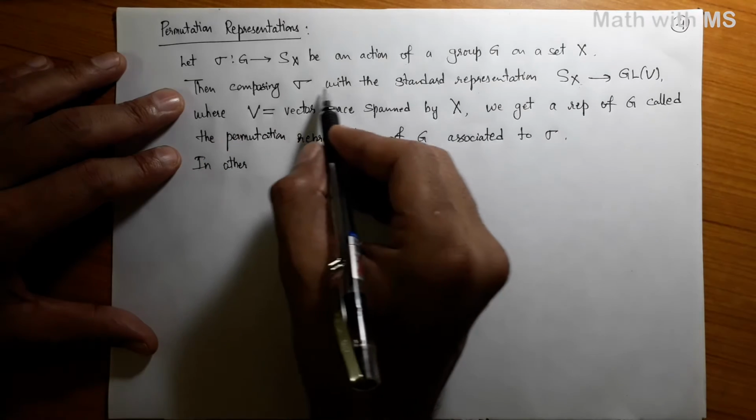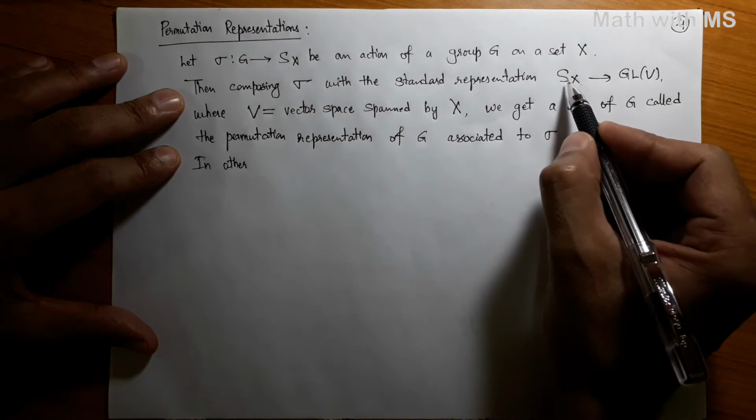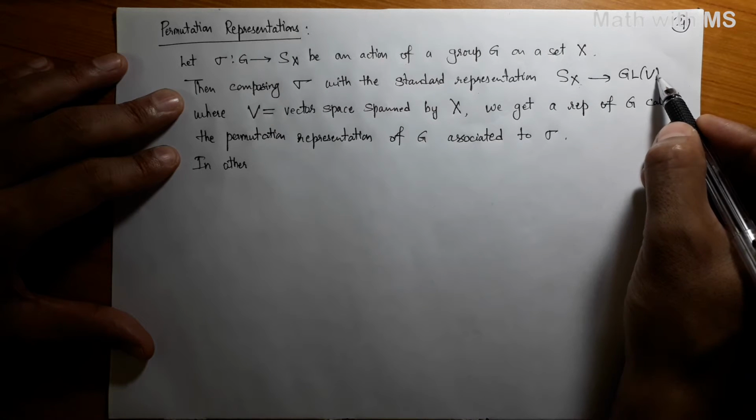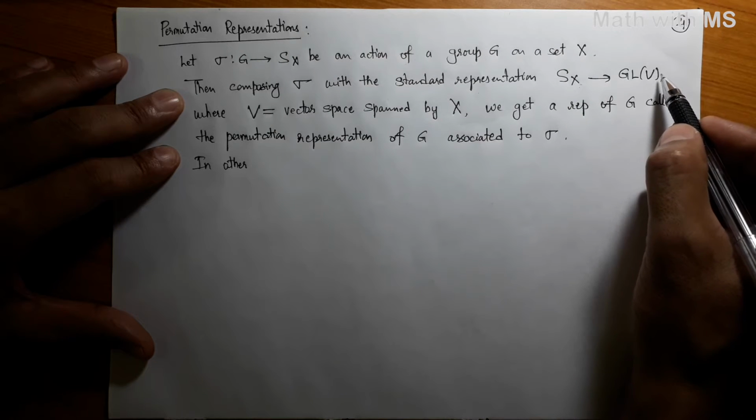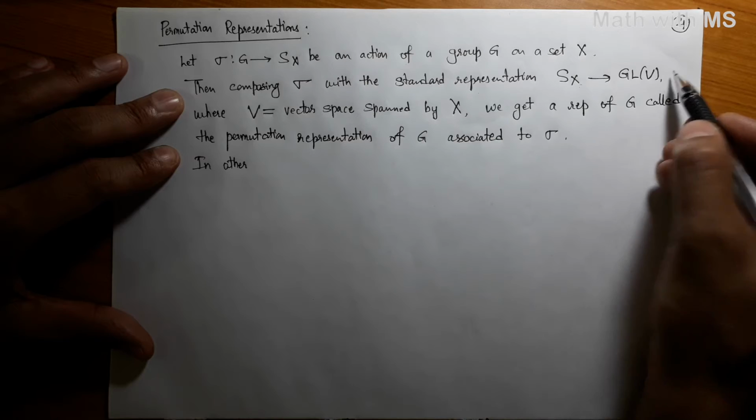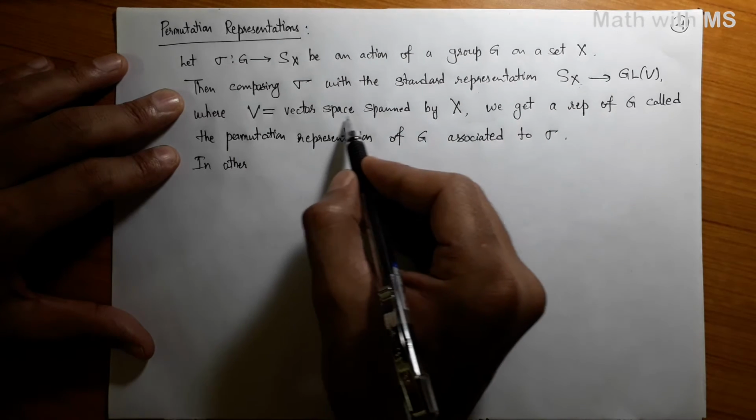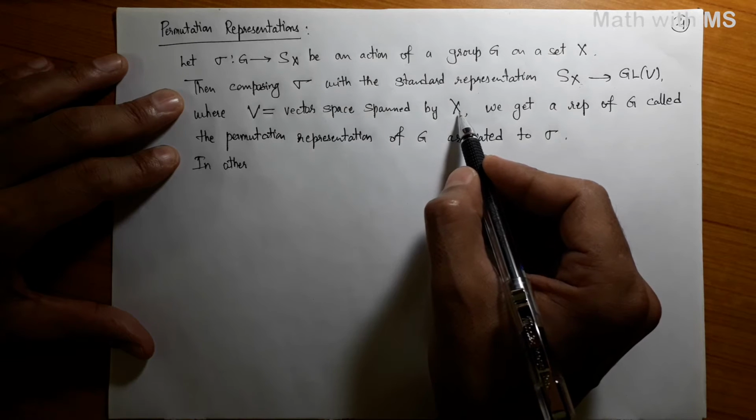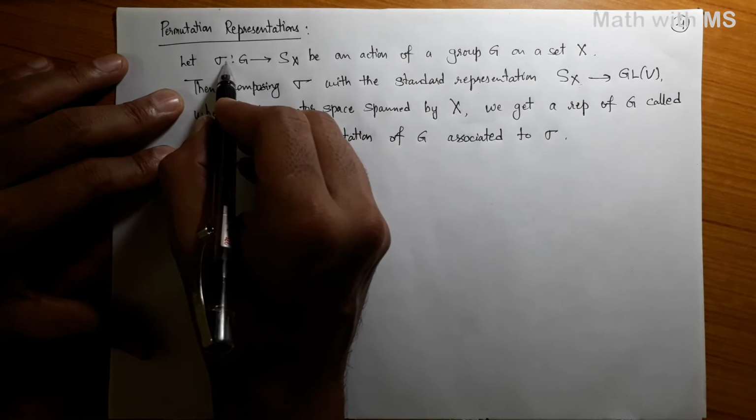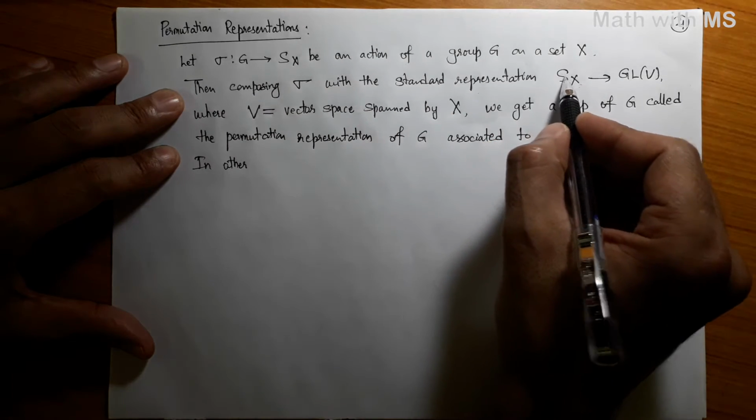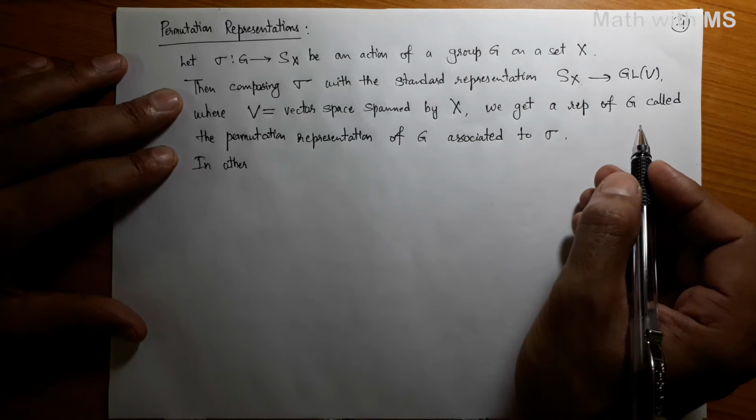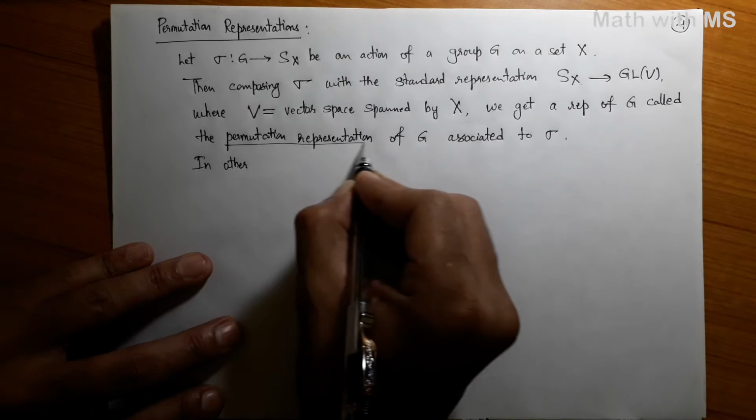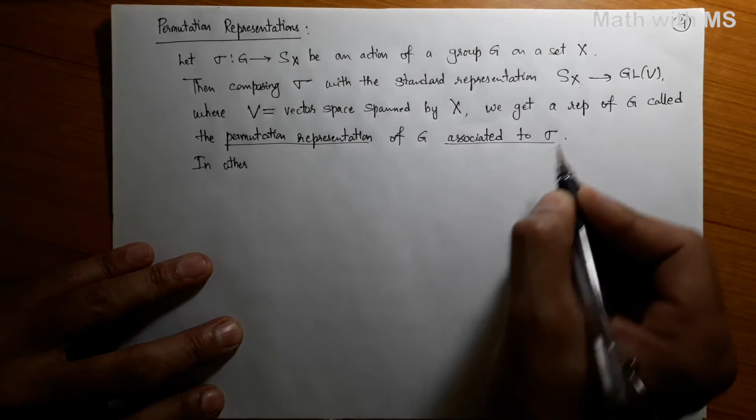We compose sigma with the standard representation of the symmetric group Sx into GL(V), where V is the complex vector space of dimension n, and if you want, we can identify it with an abstract vector space spanned by the set X. So sigma composed with the map from Sx to this gives you a representation of G called the permutation representation of G associated to sigma.